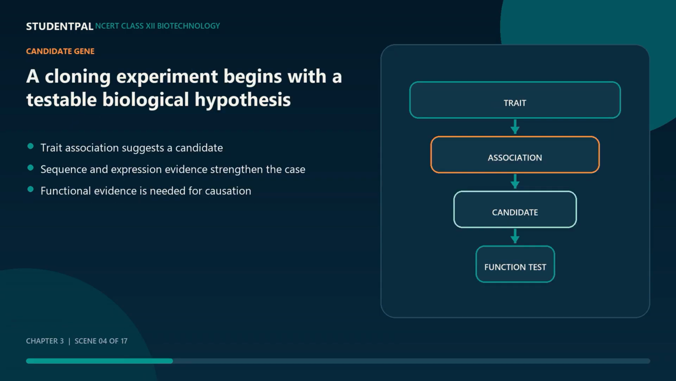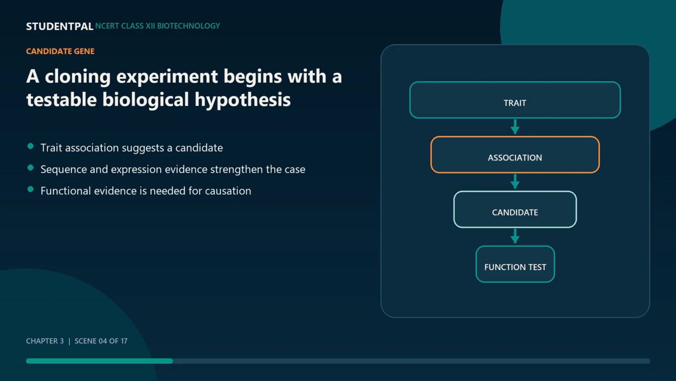A candidate gene is a sequence suspected to influence a trait, pathway, or product. The candidate may emerge from biochemical evidence, inheritance patterns, mapping, sequence similarity, expression data, or comparison of contrasting organisms. But association is not the same as function. If a sequence is abundant in disease-resistant plants, that observation supports a relationship, yet resistance may be caused by another linked gene or by a regulatory change.